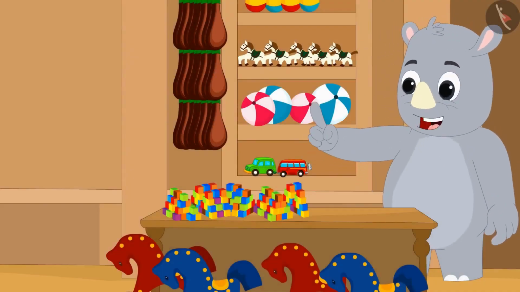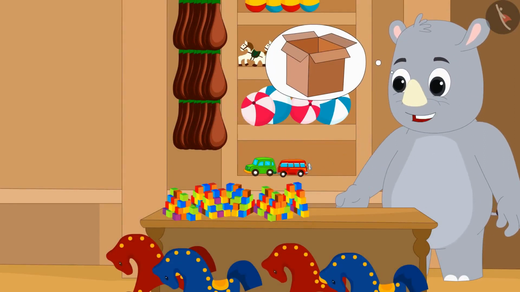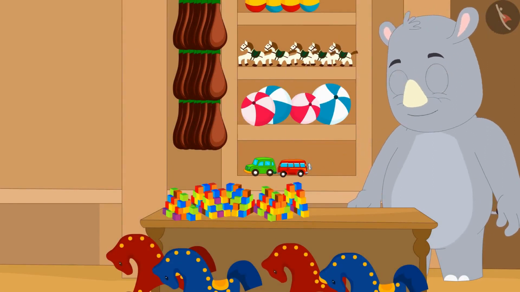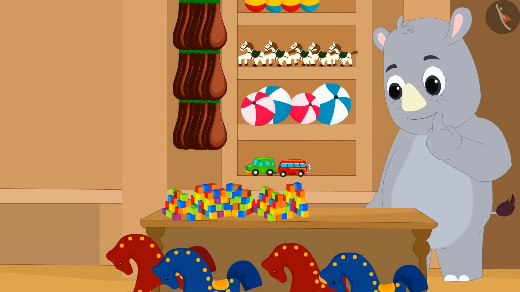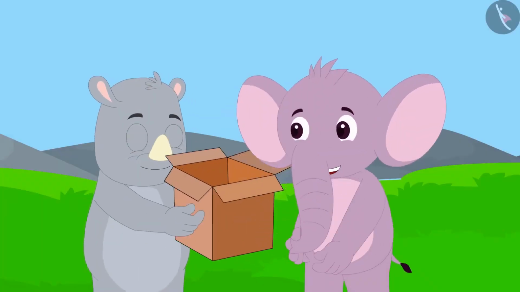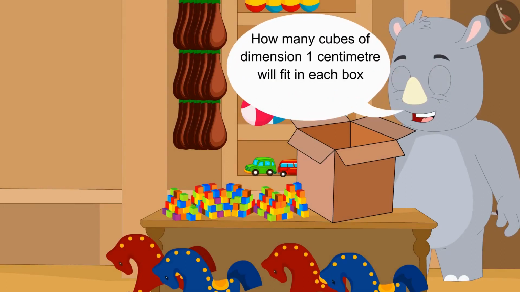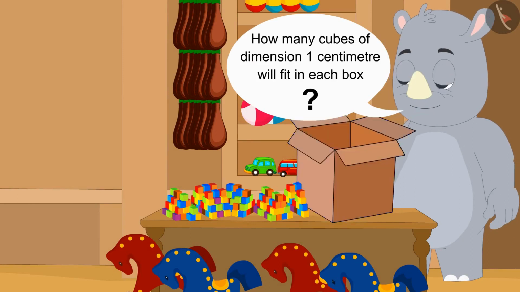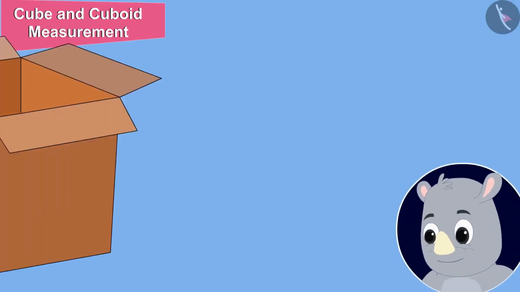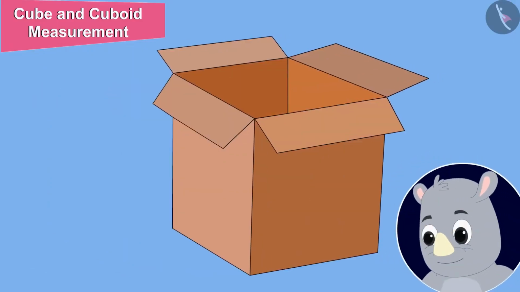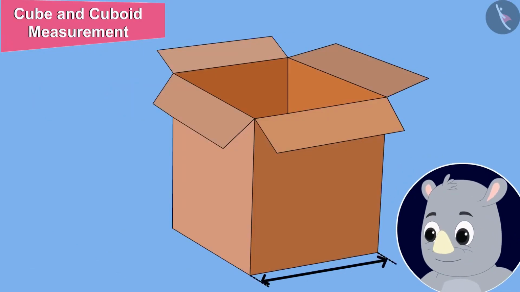I will pack and sell them in a cube-shaped box. On thinking this, Gaggu bought cube-shaped boxes. But how many cubes of dimension 1 centimeter will fit in each box? Gaggu started thinking. Gaggu then measured the length of the edge of one of those cube-shaped boxes.